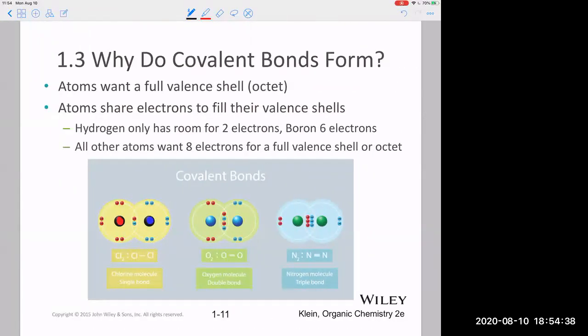So each one of these atoms has 7 reds, 7 blues. And then you can see that they're sharing those electrons in order for both of them to have 8 in that shell. Same thing with the oxygen. Oxygen originally has 6. Nitrogen originally has 5. And so this is what this image is showing, that there is this sharing of electrons that's occurring in order to give everybody that full valence shell.